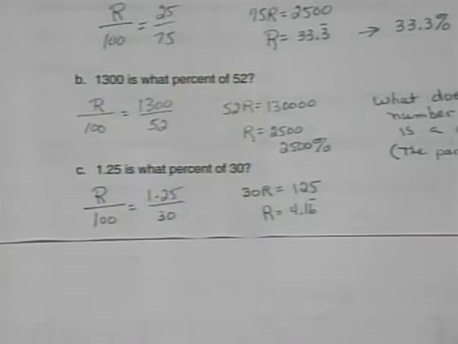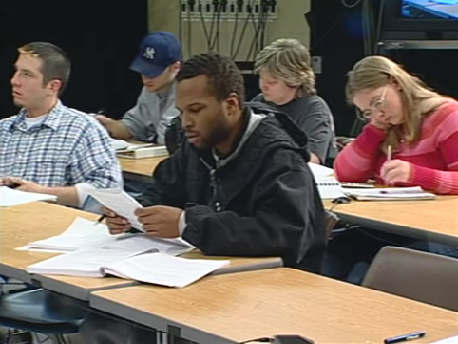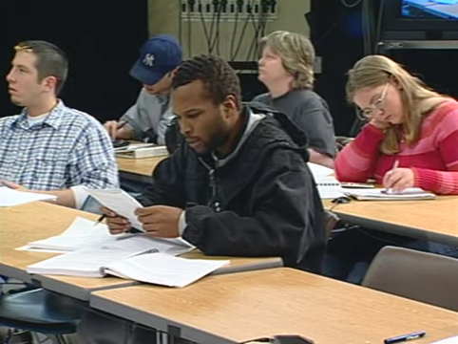Anyone not get 4.16 repeating? What are we doing on number C? I got 4.5. I don't know how. Did you use a calculator? No, I didn't use it. What do you have as the part? 1.25. And what do you have as the base? 100. Do you look at the screen?